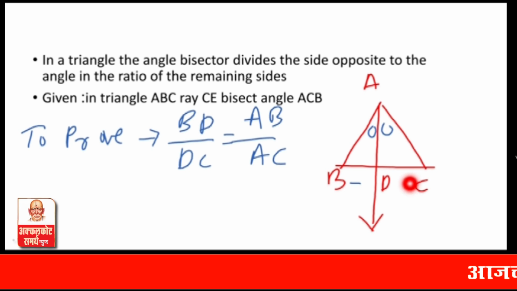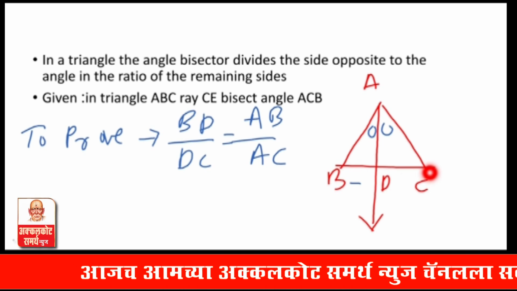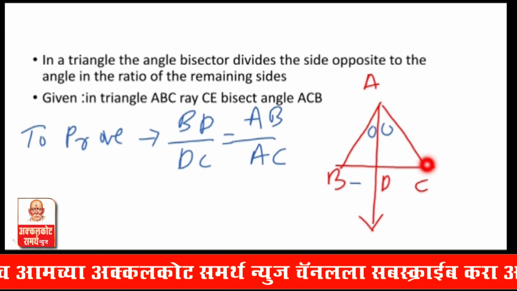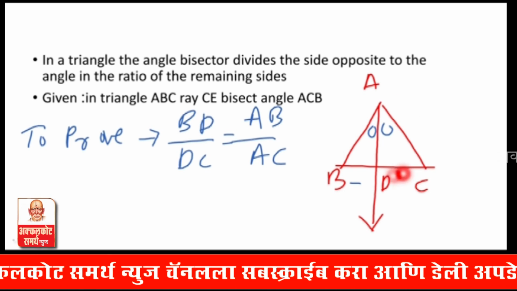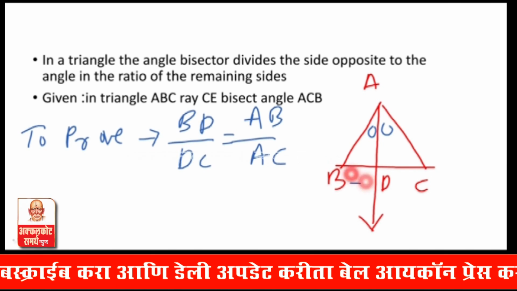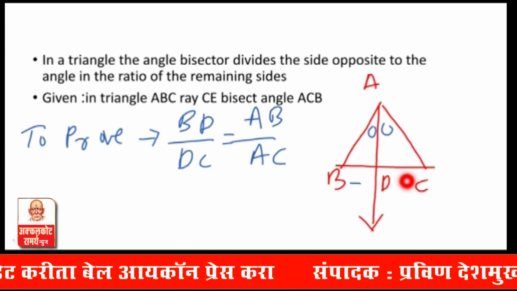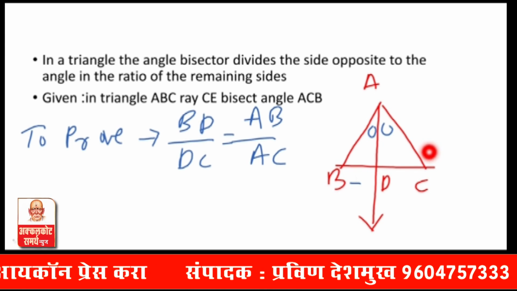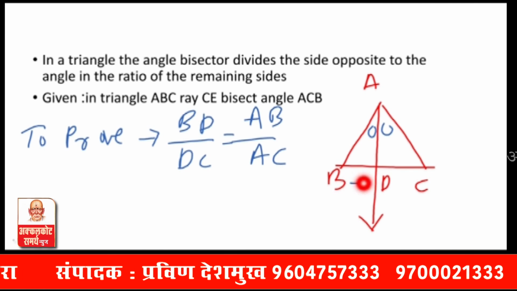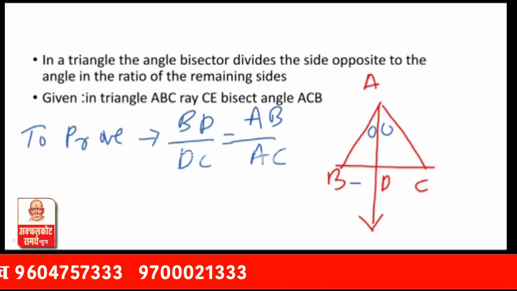Or you can do it like this, see, CD over DB also you can take. When you take CD over DB, then you should take CA, that is AC over AB. So if BD over DC, then take AB over AC. If CD over BD, then take AC over AB. Anyhow, both are one and the same only.